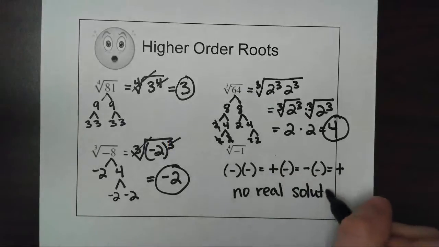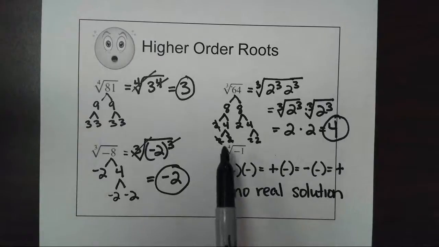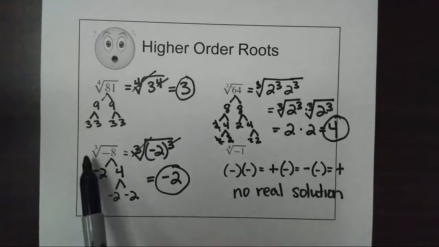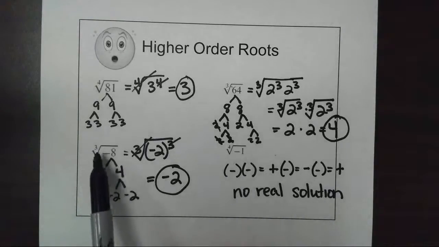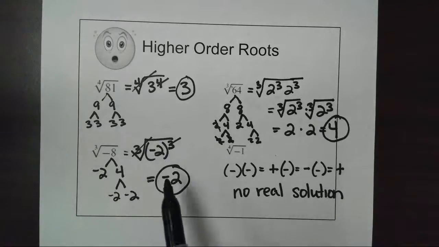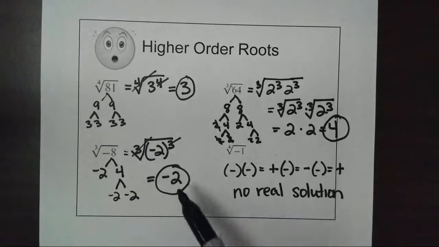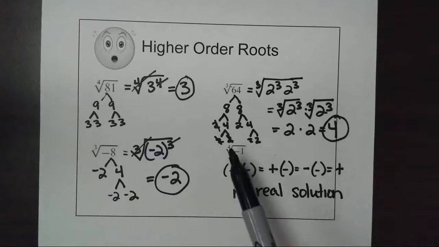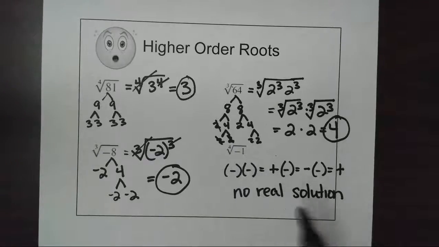Now the rule here is that when the number in the hook of the radical is an even number, the number inside the radicand cannot be negative. But when the number in the hook is an odd number, it can be negative, because you can multiply a negative number an odd number of times and get a negative answer. But you cannot multiply any number an even number of times and get a negative answer.